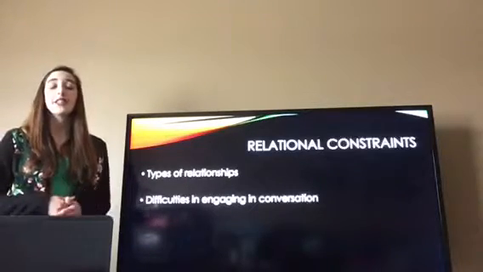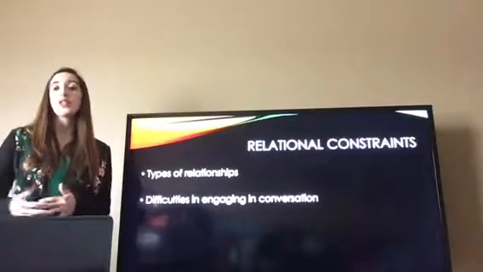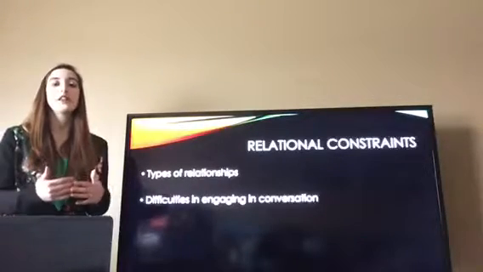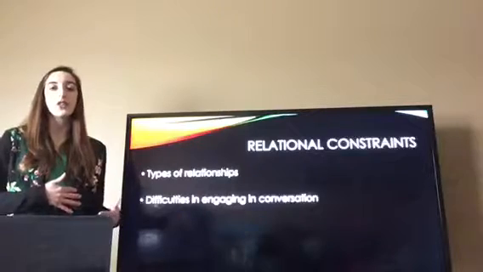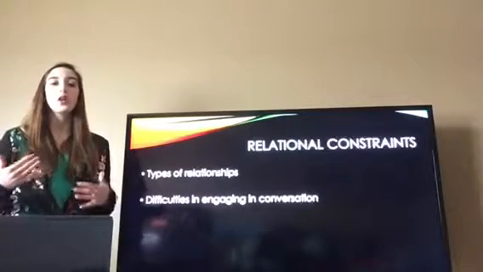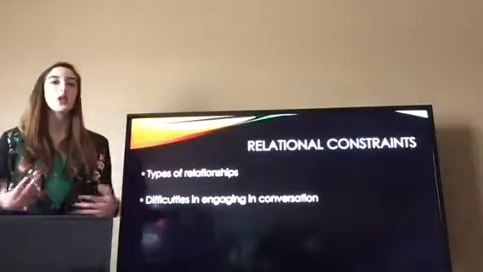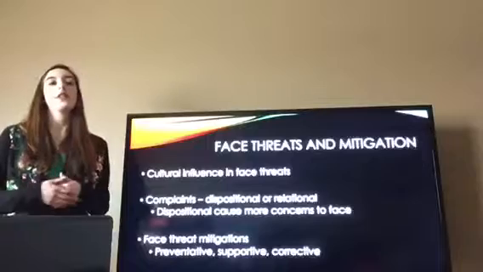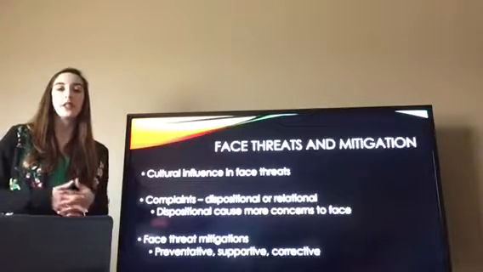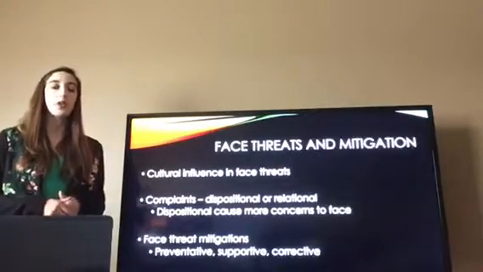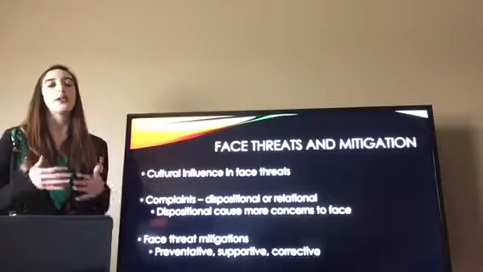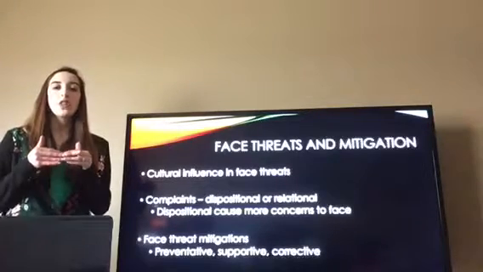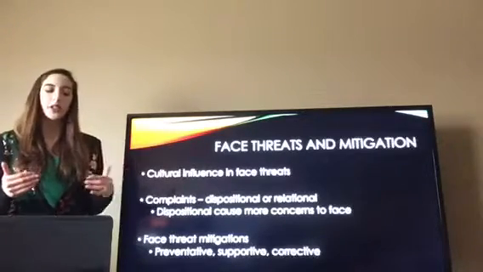For example, complaints, criticisms, making a request, or making a demand can all have a negative impact and threaten the other person's face depending on the relationship and depending on how our culture determines what is acceptable and what is not acceptable behavior. Now, all three of these topics, individualism and collectivism, self-construal, and relational constraints, are all interrelated and can tie together to create what is called a face threat if it is not appropriately handled.